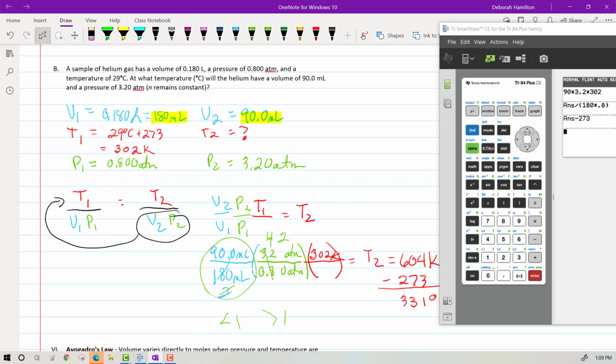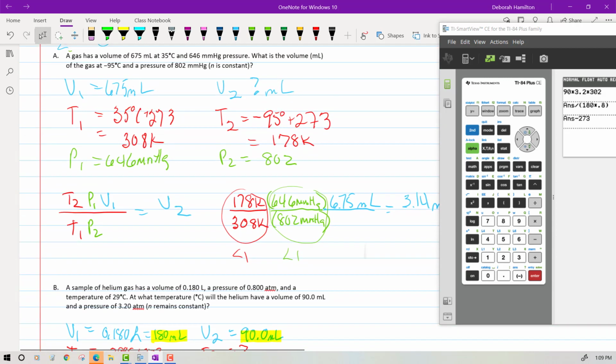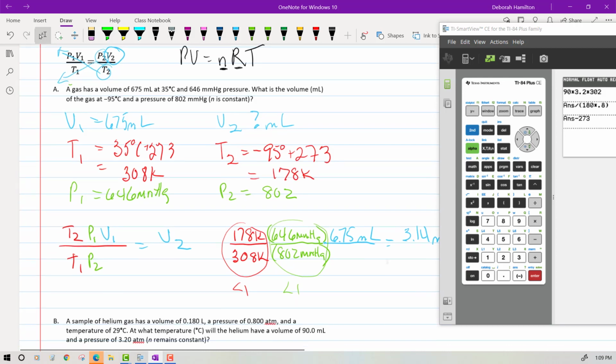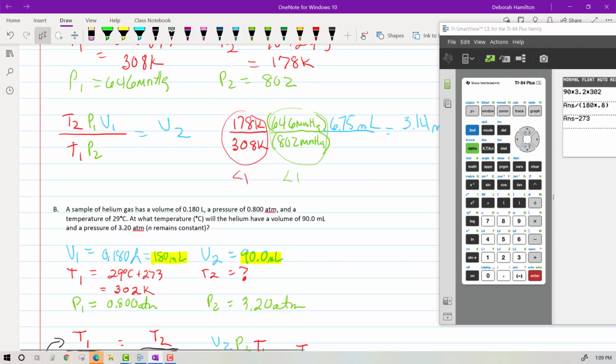Okay, and so that ends Charles's law, I mean the combined gas law. And again, all these are derived from the ideal gas law, and we'll see that in a little bit. All right, we're going to take a look at Avogadro's law next.